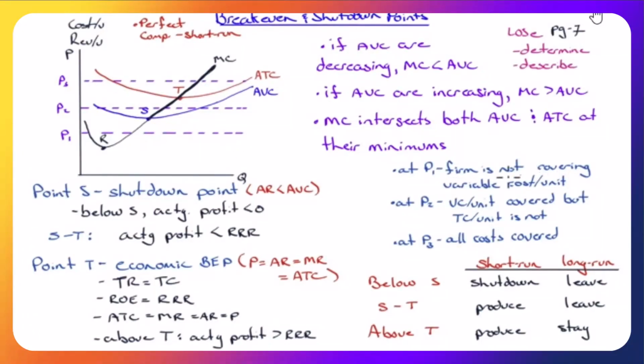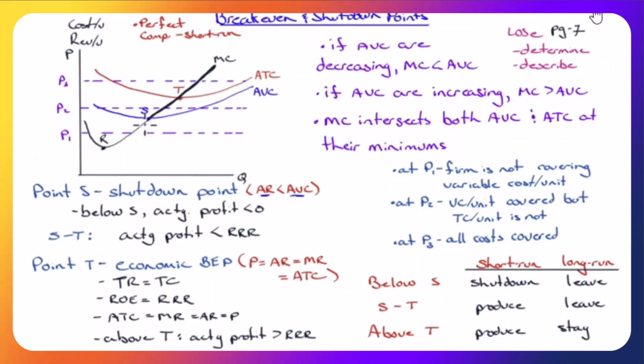At P1, the firm is not covering its variable cost per unit. The price is down here. This is the average variable cost per unit curve, and notice the price is below the curve at all points. So that means that the firm would be better off not making anything and just paying its fixed costs, because every time it sells something, it's getting a selling price less than its cost. Its average revenue is less than its average variable cost, in which case you do better by doing nothing.